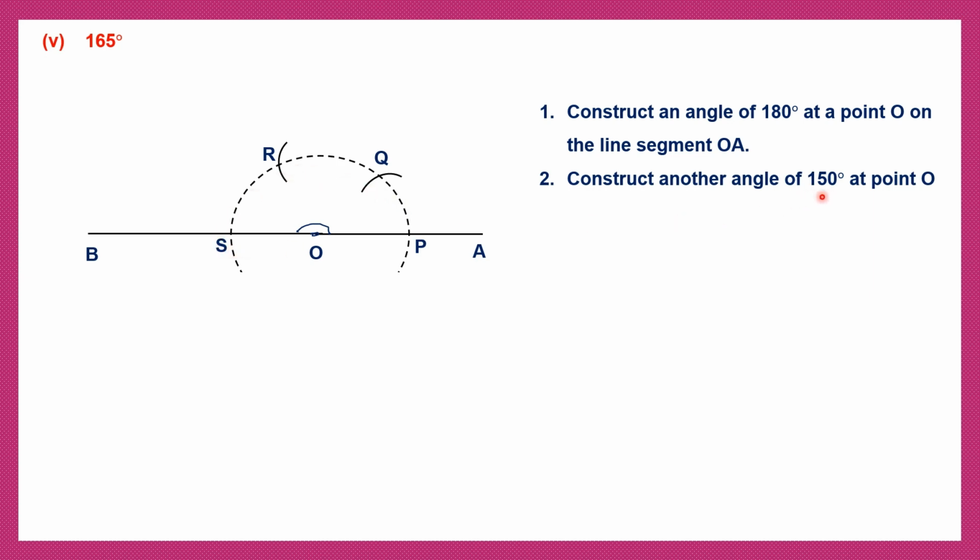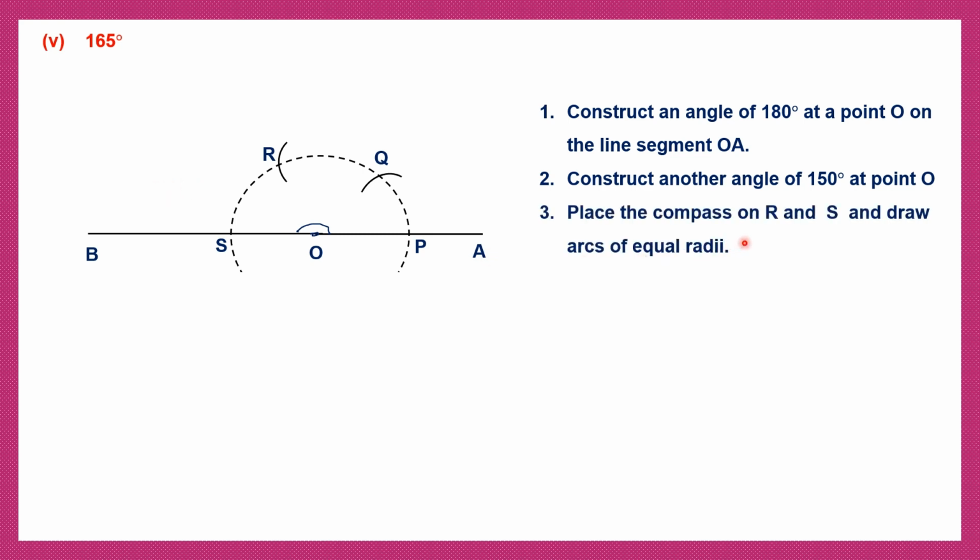So where will 150 be? It will be between 120 and 180, isn't it? So we're going to learn to construct that now. So remember, 150 is going to be between R and S. So somewhere here it's going to be there. So what are the steps for that?